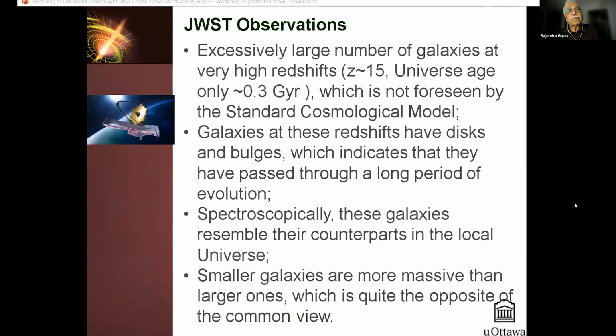James Webb Space Telescope observations are essentially early. There is an excessively large number of galaxies at very high redshift, around Z equal to 10 to 15 or so, even higher. The universe age at that time was only about 0.3 gigayears. This is not foreseen by the standard cosmological model. Galaxies at these redshifts have disks and bulges, which indicate that they have passed through a long period of evolution. Spectroscopically, these galaxies resemble their counterparts in the local universe. Smaller galaxies are more massive than larger ones, which is quite the opposite of what one expects.